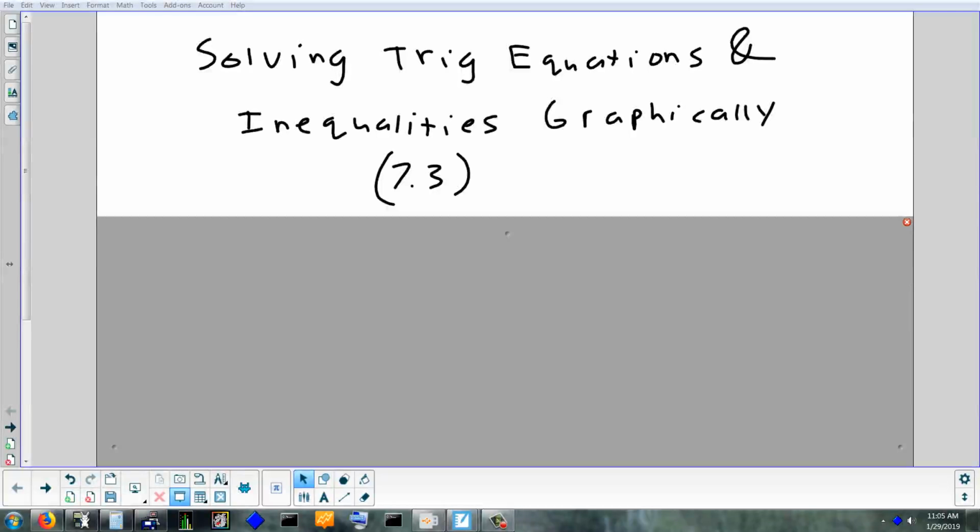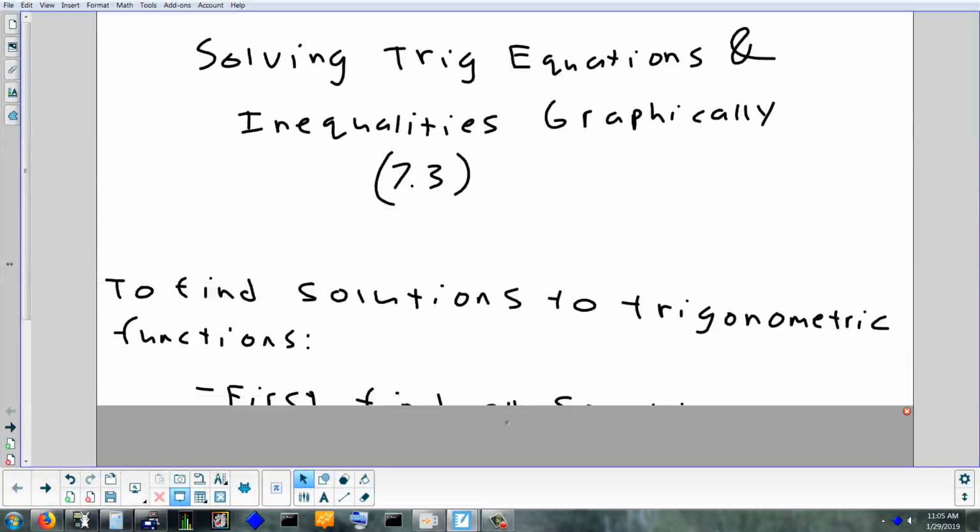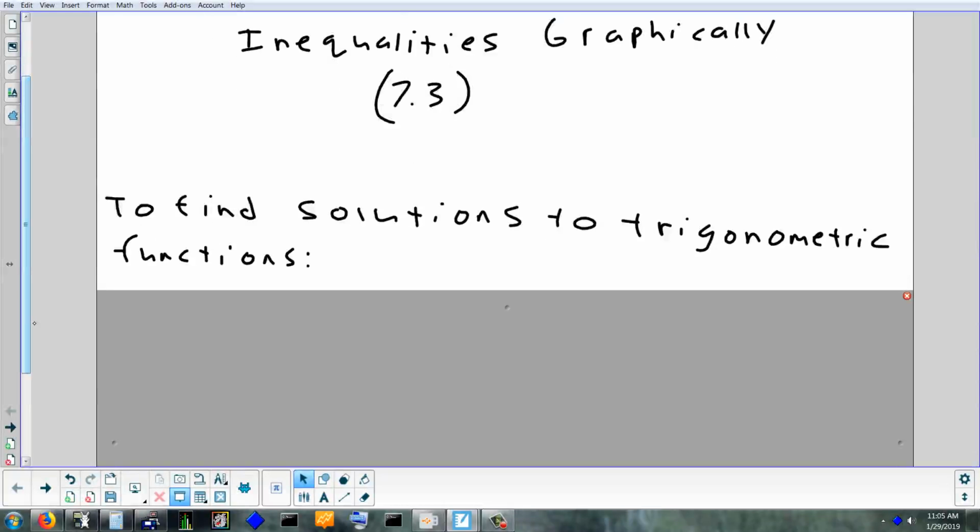All right, so we're going to look at solving trig equations, maybe a couple inequalities, we'll see, but mostly equations graphically. So the idea you want to keep in mind is that if you can find one solution to a trig equation, how many solutions does it actually have? Yep, infinite. If you find one, that one repeats forever, every single what?